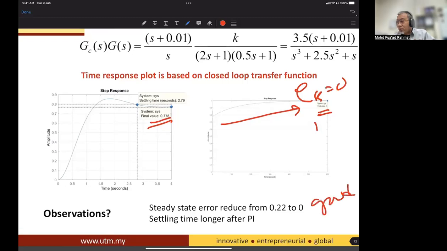Settling time is longer after the PI controller, and this is an issue as well. So how to shorten the settling time? The solution is after the break.